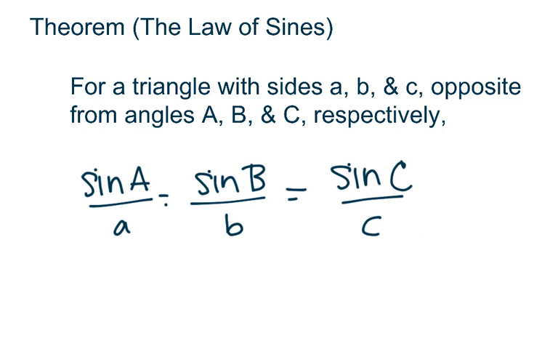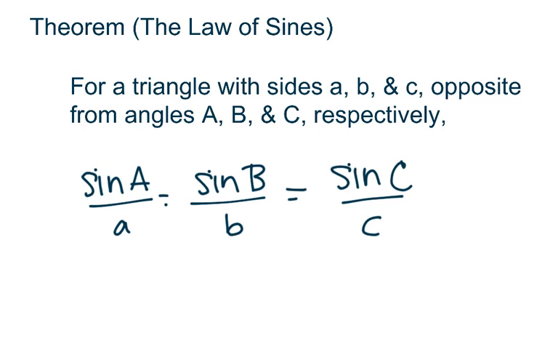So we have a theorem, that's the law of sines. So for a triangle with sides lowercase a, b, and c, opposite from angles capital A, B, and C, respectively, so that's saying that side lowercase a is across from angle A, side b is across from angle B, side c is across from angle C, we have that the sine of our angle A over a, that ratio is equal to the ratio of sine B over the side b, is equal to the sine of our angle C over the side c.